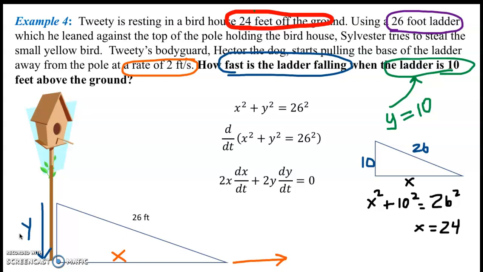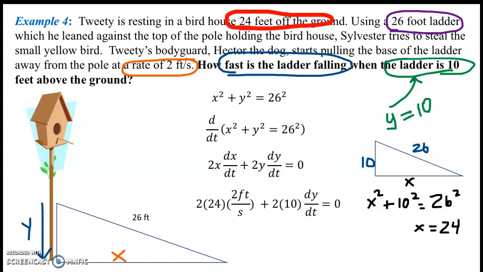All right, so let's plug all these values in that we have. At this particular point in time, I know that x is equal to 24. I know dx/dt is equal to 2 feet per second. I know y at this point, the ladder is 10 feet above the ground, so that's 10. And I want to find dy/dt. I have everything I need to actually solve for dy/dt. So let's plug in: x is 24, dx/dt is equal to 2 feet per second, y is equal to 10. Let's solve for dy/dt.